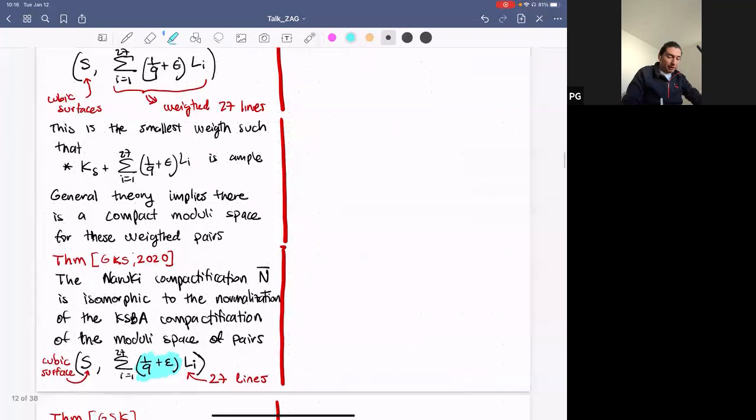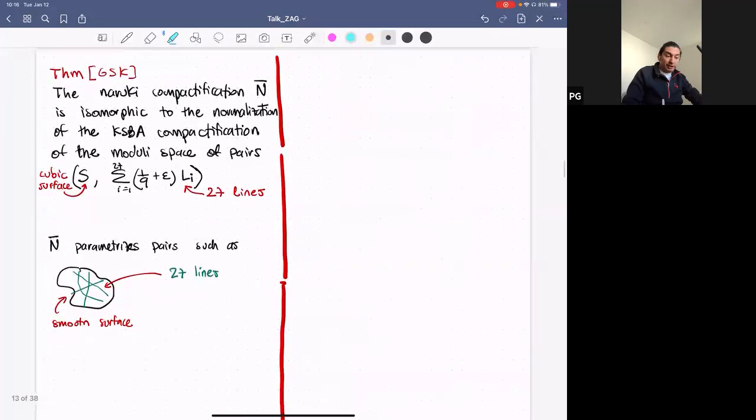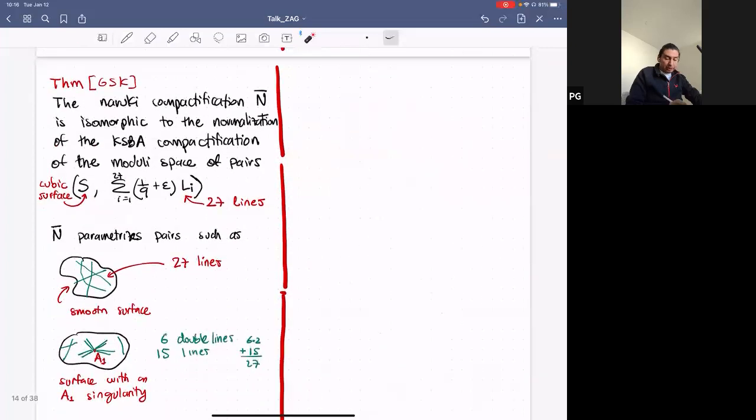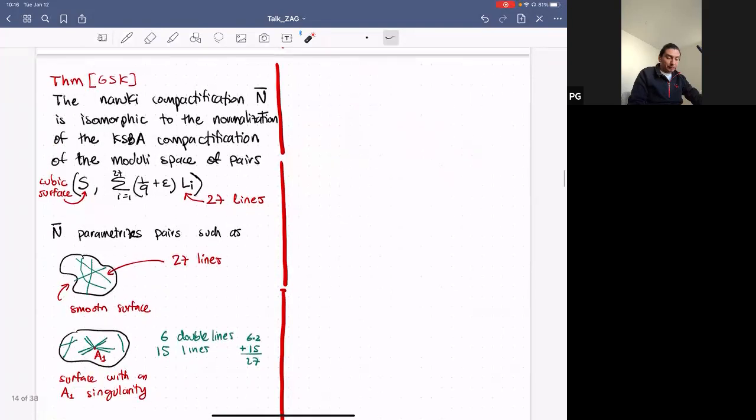That's kind of what you're asking me next. Okay, Patricio, you want to know what happened with the 27 lines, because we have our surface with 27 lines, and then we have the open set, the smooth surface and 27 lines. But what are you adding to infinity? That's part of the statement. And the first thing that you have to add is cubic surfaces with an A1 singularity.